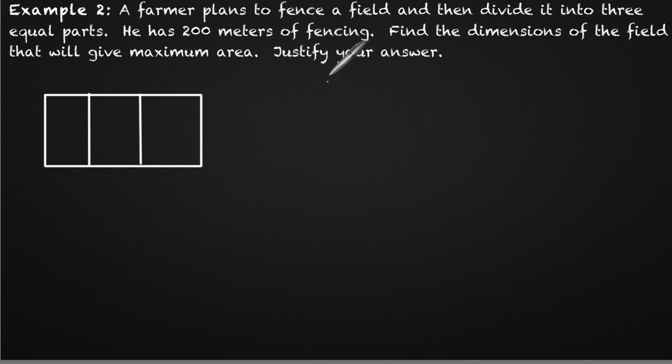All right, and so we need to find the maximum area. So let's underline what it is we're trying to maximize in this problem. Maximize area. So let's just call this x, and we'll call this whole side y. All right, so let's write our function to be maximized. Area is equal to x times y.